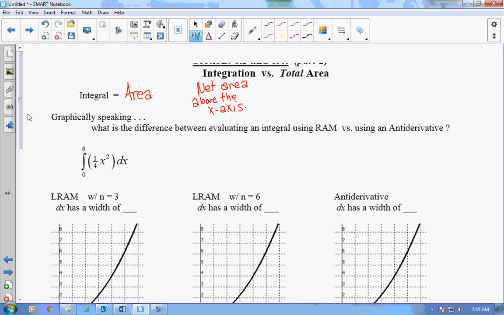So integration is the net area above the x-axis, versus total area, which is gross area. Who has had a job where you get a paycheck and taxes are taken out?